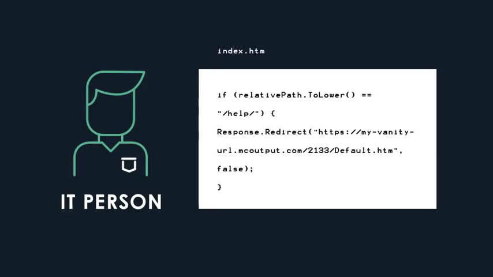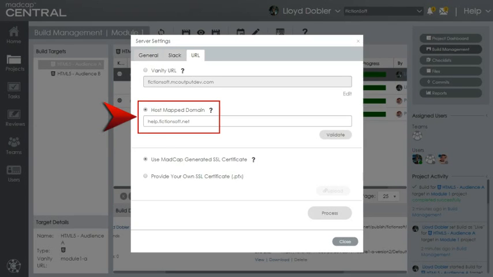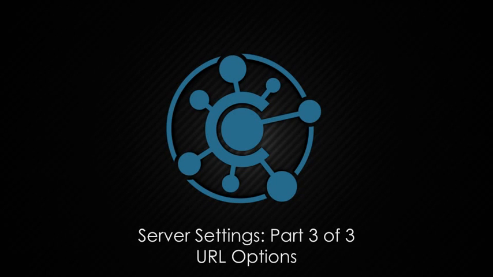If you have an older URL that you need to continue to use in order to maintain consistency with your company and prevent older links from breaking, you can create a redirect from that URL to your new vanity URL. You also have the option of mapping your Central license to your company's domain. For more about that, see the video Server Settings Part 3, URL Options.